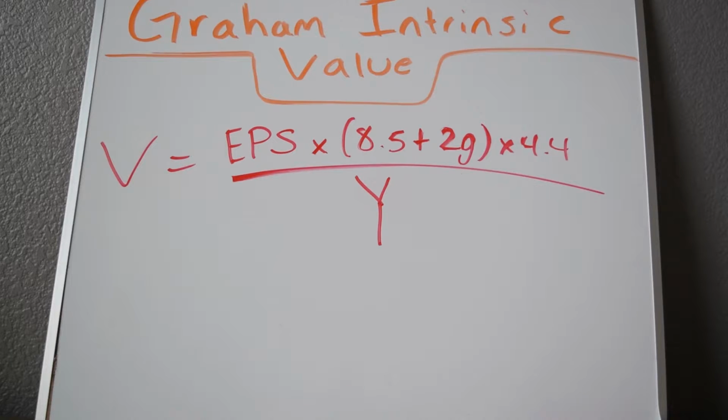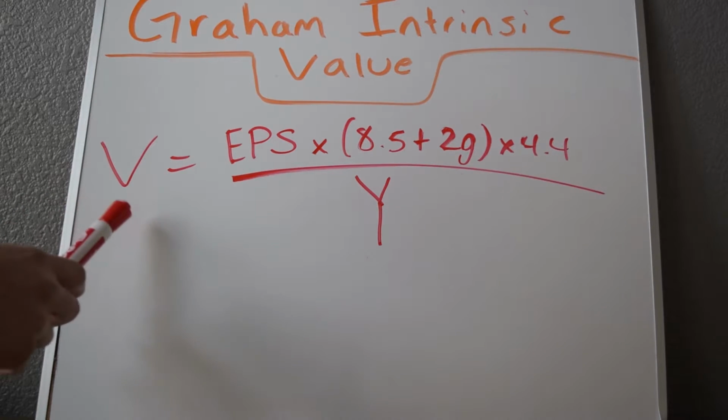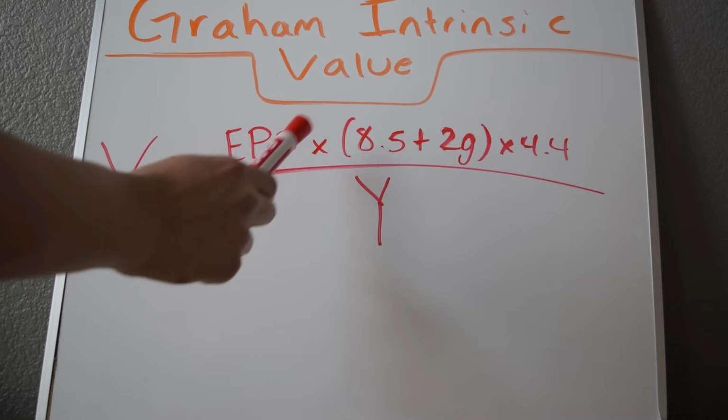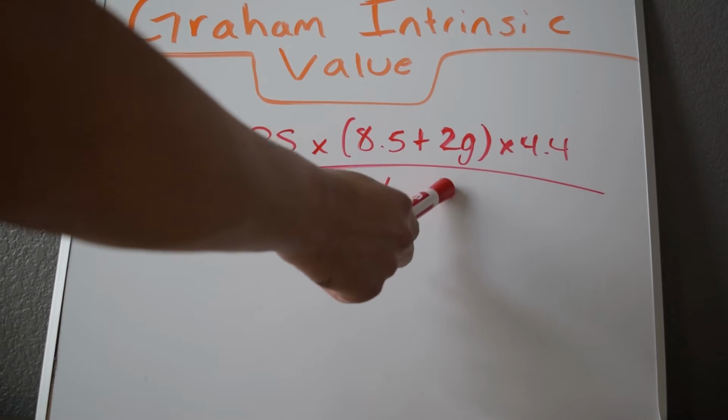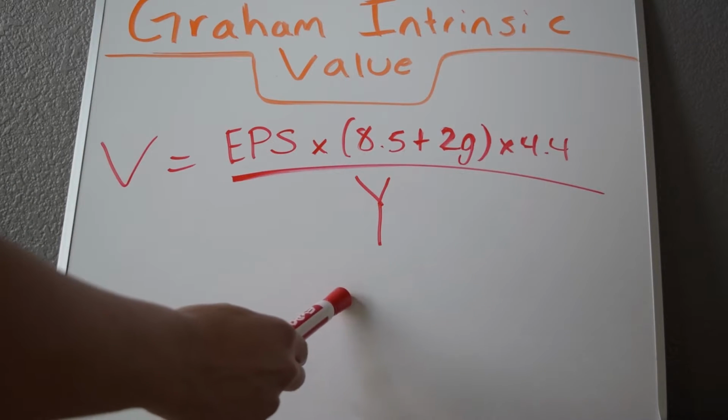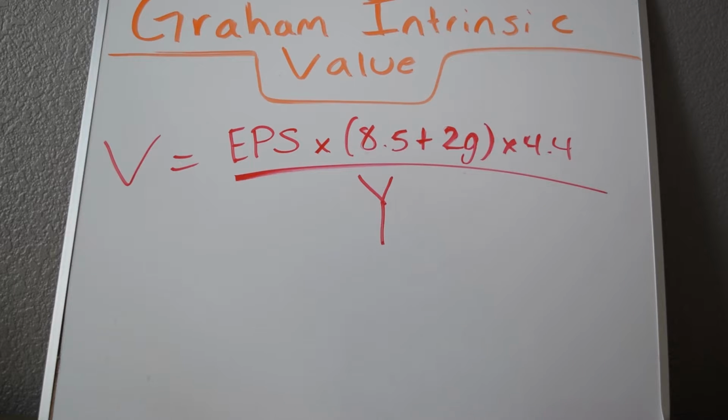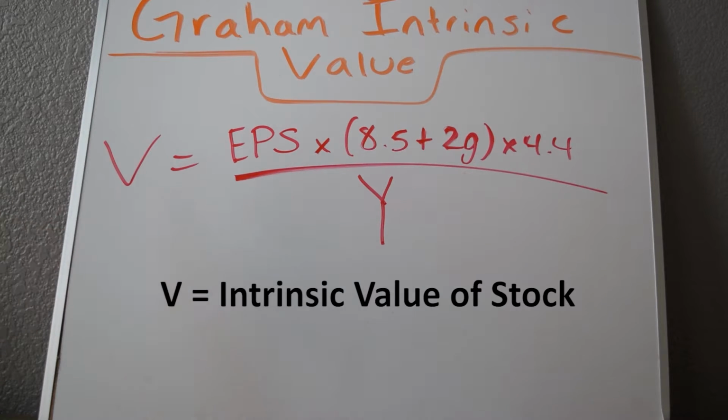This may look like a complicated formula at first, but let me explain. Let's go through the formula. V is equal to EPS times (8.5 plus 2G) times 4.4 over Y. Let's go through what everything means in this formula. V is equal to the intrinsic value of the stock.